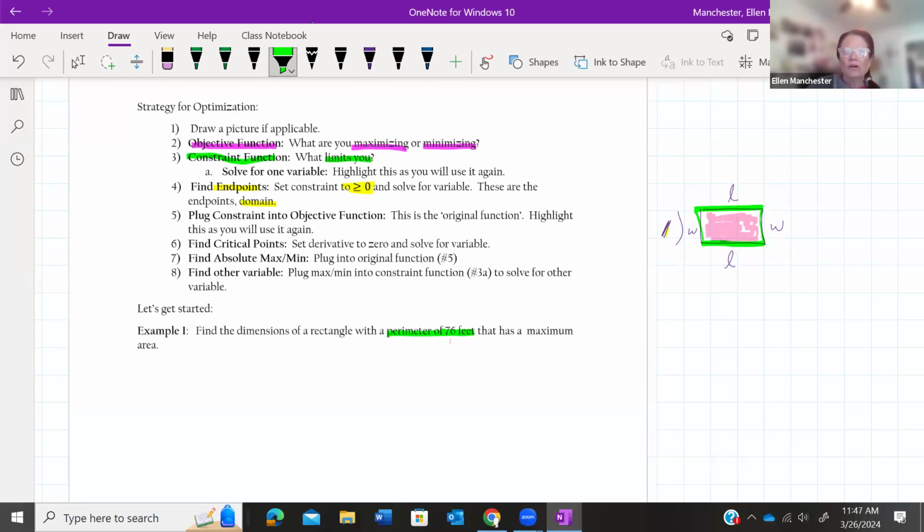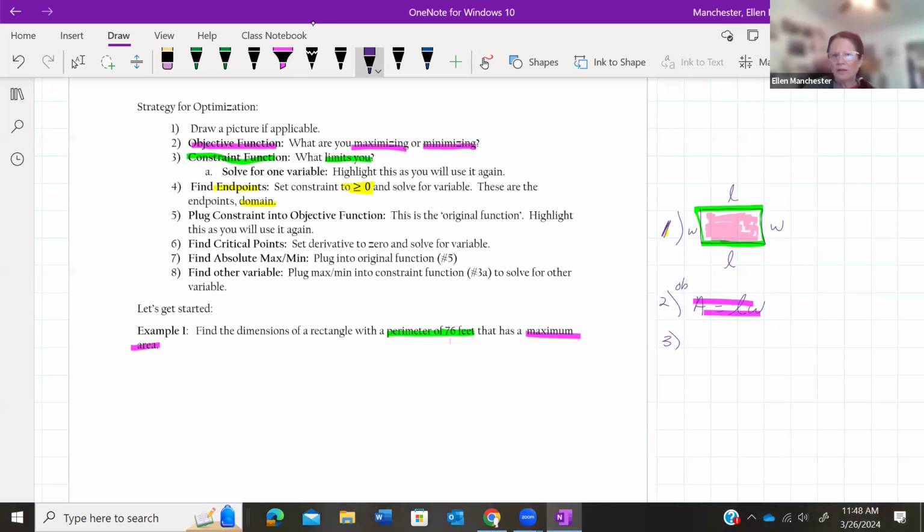Okay, so what we're looking for, our objective, is maximum area. So we're maximizing the area. Well, what's the area of a rectangle? Area of a rectangle is length times width. Okay, that is our objective function. That's what we're looking for.